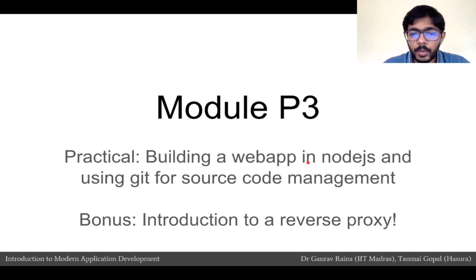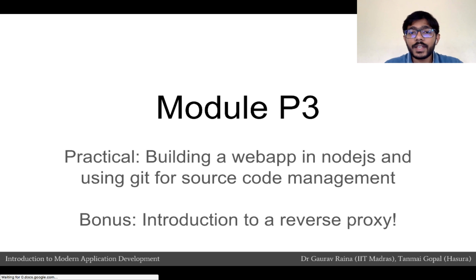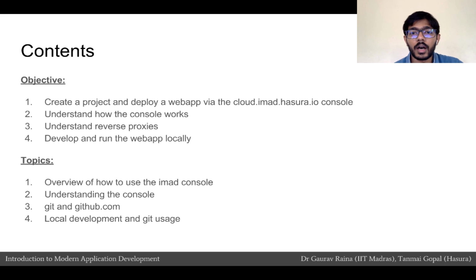In this practical module, we'll be building a web app in Node.js and we'll also be using Git for source code management. This module will also introduce us to the concept of a reverse proxy, which is a very interesting concept to understand because it leads to things like load balancers later on. Our main objectives in this course are to create a project and deploy it online, and also to develop the web app locally, and by locally I mean on your own computer system.